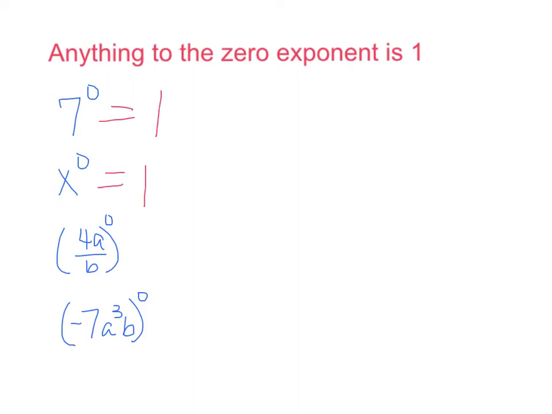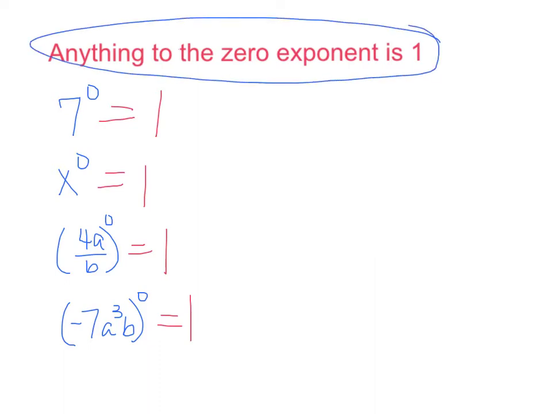4a over b, and that's in parentheses, all of that is to the 0 power, so that is also 1. And then we have negative 7, a to the third times b, and all of that is to the 0 power, and the answer is 1. So anything to the 0 power is 1.